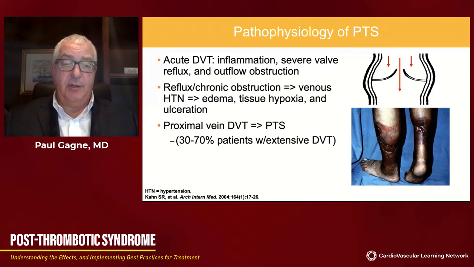Proximal vein DVT involving the iliac and common femoral veins is particularly prone to developing post-thrombotic syndrome in patients' limbs, with 30 to 70% of patients with extensive iliofemoral DVT developing post-thrombotic syndrome.